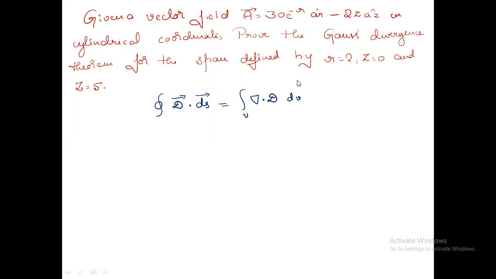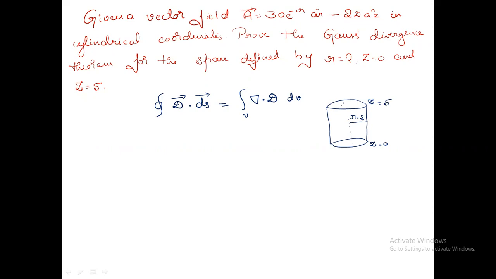So now let's start solving this. Let me write the cylindrical structure first. The coordinates for the cylindrical structure, as we know, are r, phi, z. And here it is defined by r equal to 2. So from here to here, let's say it is r equal to 2, and this is z equal to 0 and z equal to 5. What varies is only z. You have to note that.